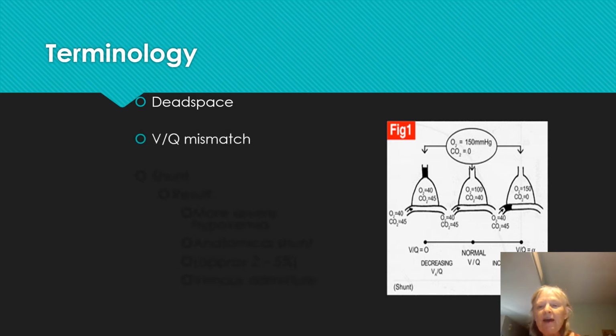A VQ mismatch is on both sides of center, okay? I can have more ventilation with less perfusion, or I can have less ventilation with more perfusion. So I'm either on the dead space side of the house headed for dead space, or I'm on the shunt side of the house headed for a shunt.